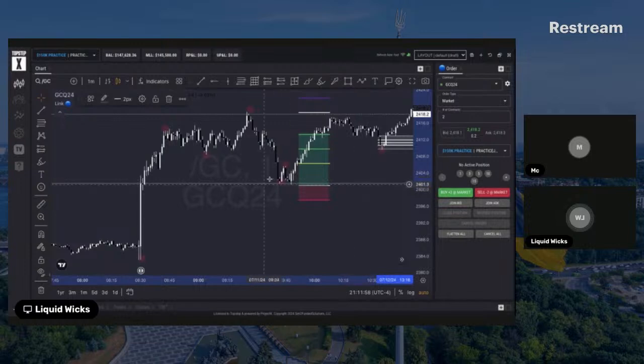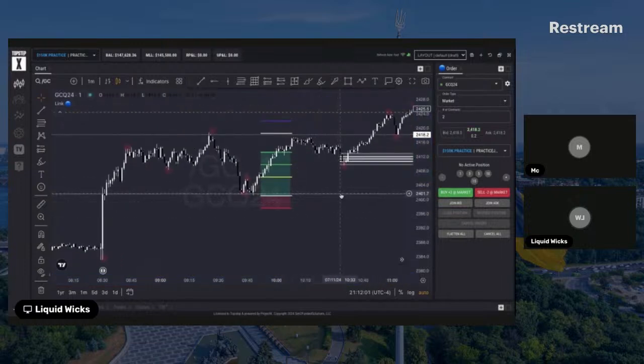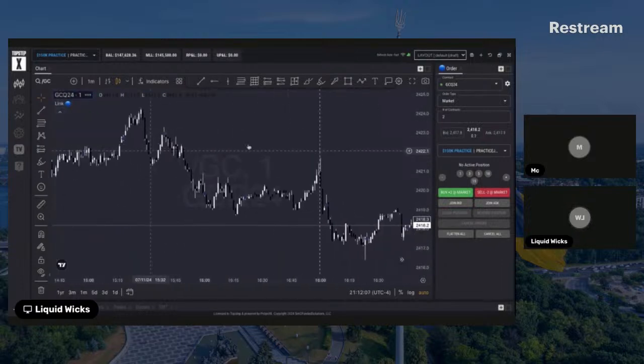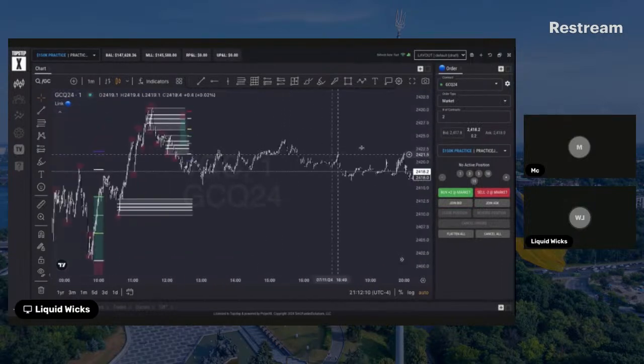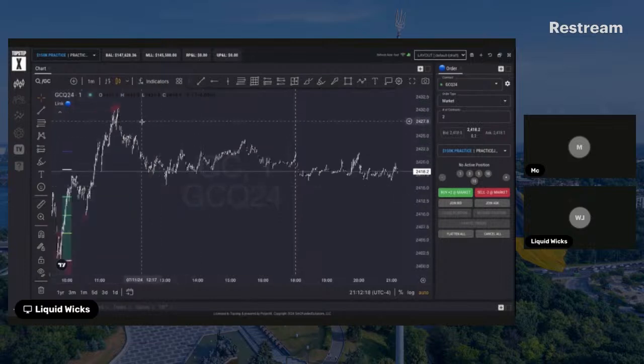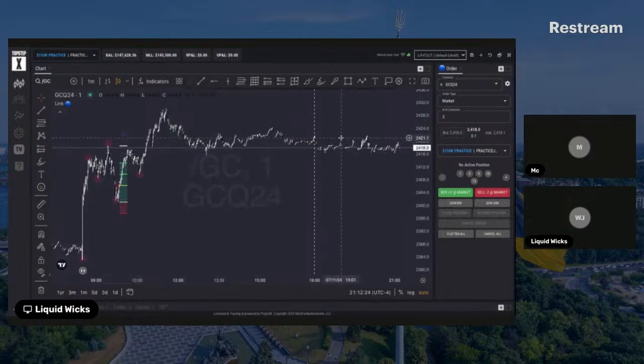I wasn't too confident in that one to take it. All right, what do we have going on now? All right, get rid of all of this. So, all right, the day level, current low of the day.